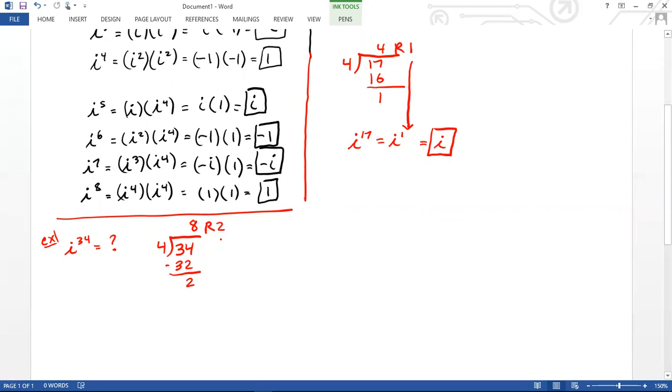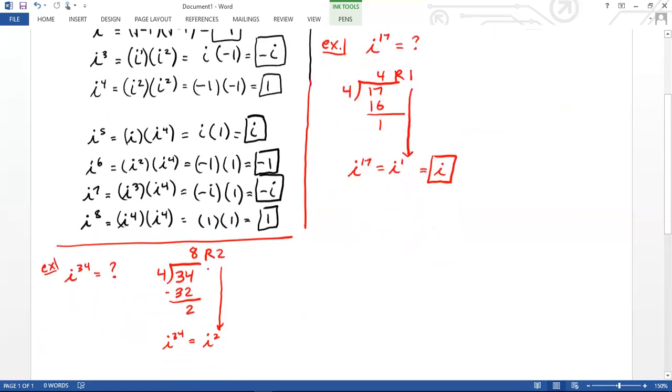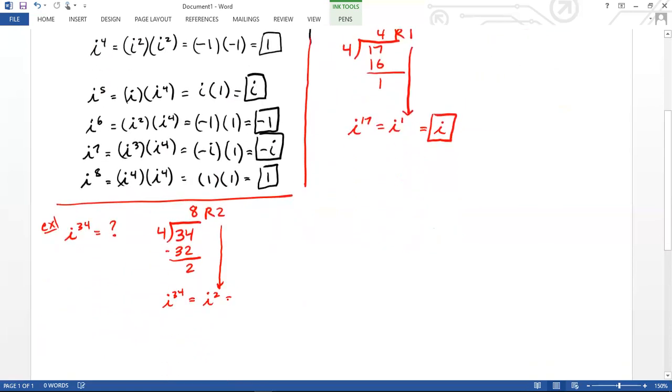That 2 is the new exponent. The remainder is the new exponent. That's i to the second, i squared. So i to the 34, what we started with, is the same as i squared. And we said i squared is -1. So that's it. It's pretty easy.